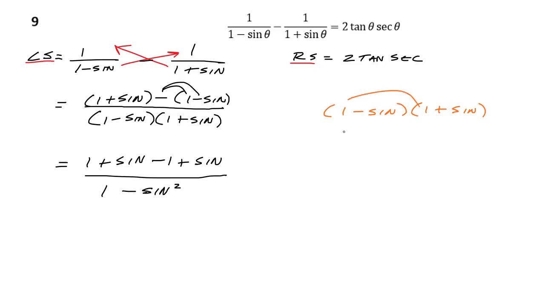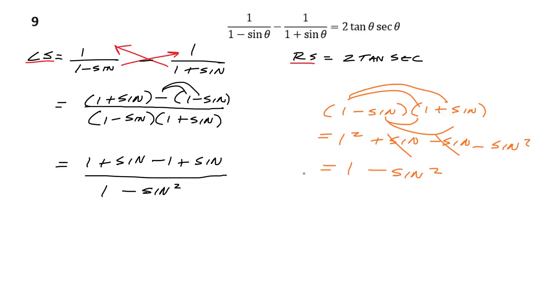Fine. You go 1 times 1 is 1 squared. 1 times sine, plus sine. Negative sine times 1, minus sine. Negative sine times sine, negative sine squared. And then what do you end up having? 1 times 1 is 1. Plus sine, minus sine cancel out. You end up with the same thing. It's just knowing your shortcuts really helps move things along quicker.